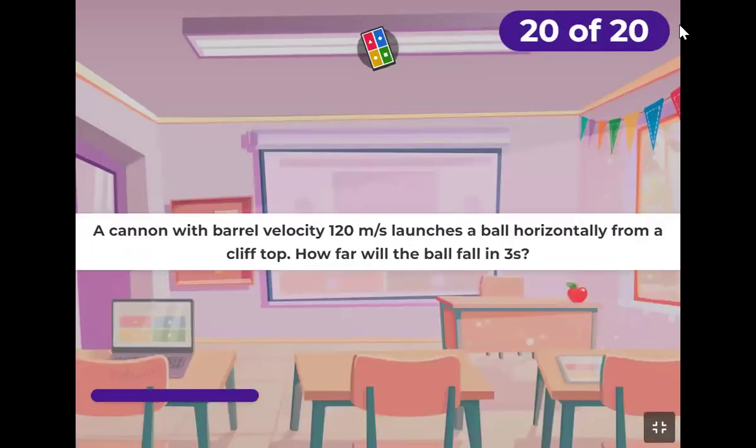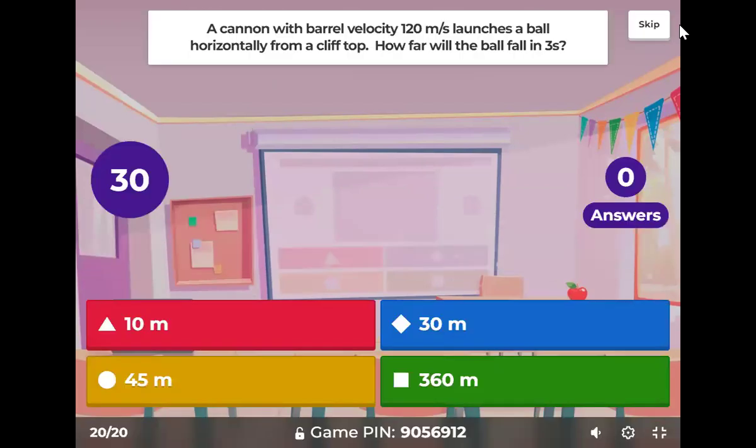A cannon with barrel velocity 120 meters per second launches a ball horizontally from a cliff top. How far will the ball fall in 3 seconds?